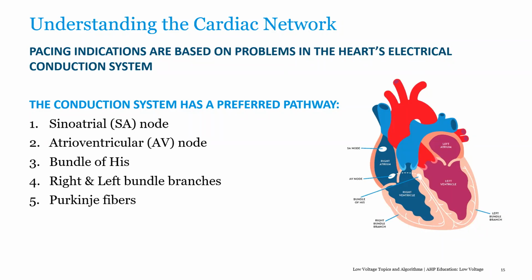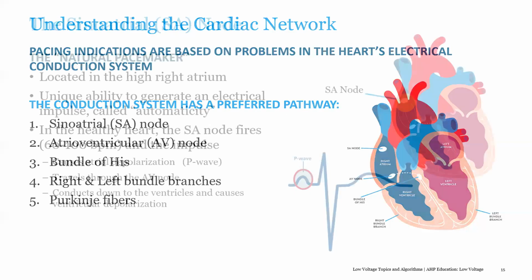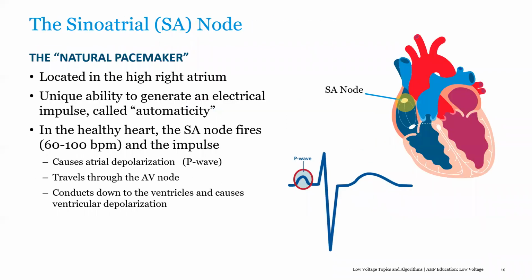So if we take a look at the heart, we've got basically 5 electrical components that we deal with inside the myocardium. Those are the SA node, the AV node, the bundle of His, right and left bundle branches, and the Purkinje fibers. The body's natural pacemaker lives in the SA node. It's got the unique ability to start the whole process of making the heart contract. It's called automaticity.